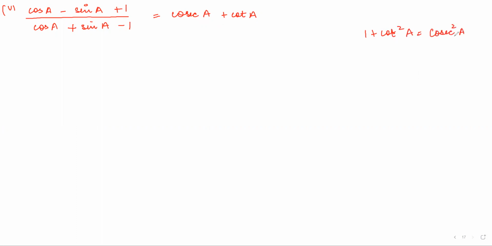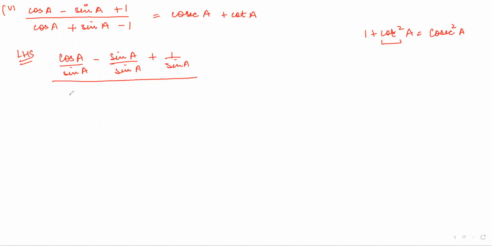So basically for using this identity, I require cot somewhere, correct? Yes, ma'am. Okay. So if I require cot, what can I do in my LHS is that I have, for example, cos A, right? If I divide this cos A by sine A, it will become cot. So I divide everything by sine A, so that I'll get cot, correct?